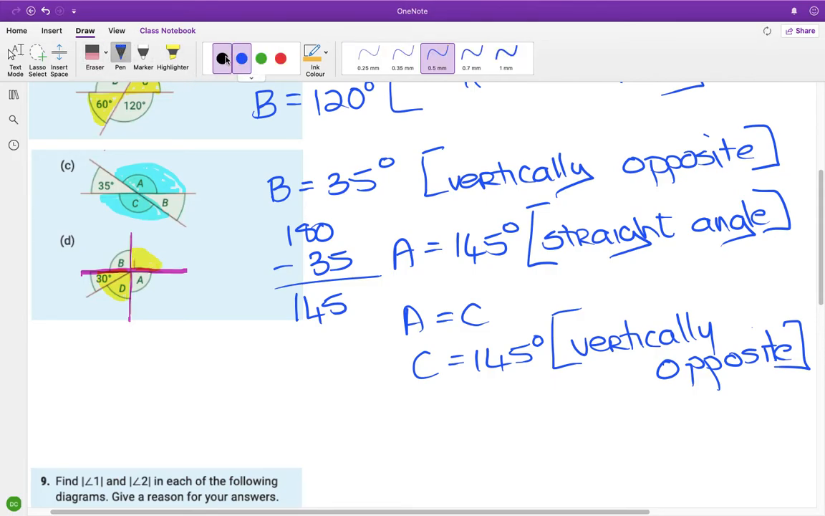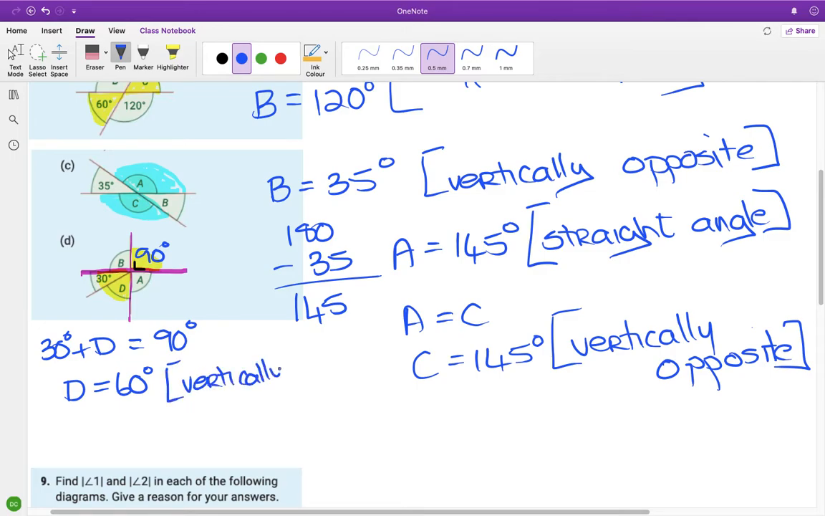Now I don't know if you can see it because I've kind of gone over it, but there's a little symbol here, which means 90. Yeah? So we know that 30 degrees plus D must equal 90 degrees. So hopefully you can see that D is 60. And the reason I was able to do that is because they were vertically opposite.